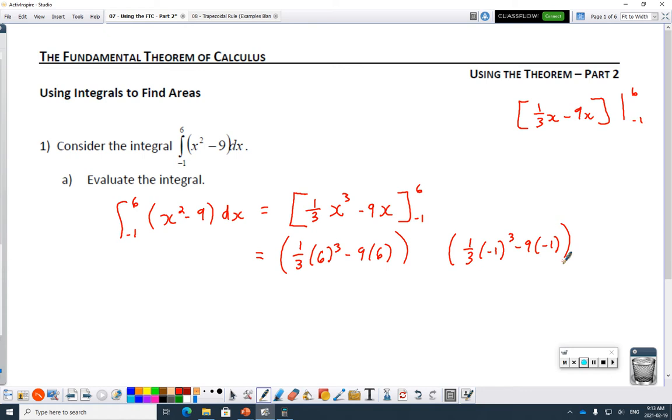So I've subbed in 6, and I've subbed in negative 1, and then the fundamental theorem of calculus says you're subtracting those two things. Sort of feels like quotient rule, even though it's not really related to quotient rule, that you're doing a subtraction in all this.